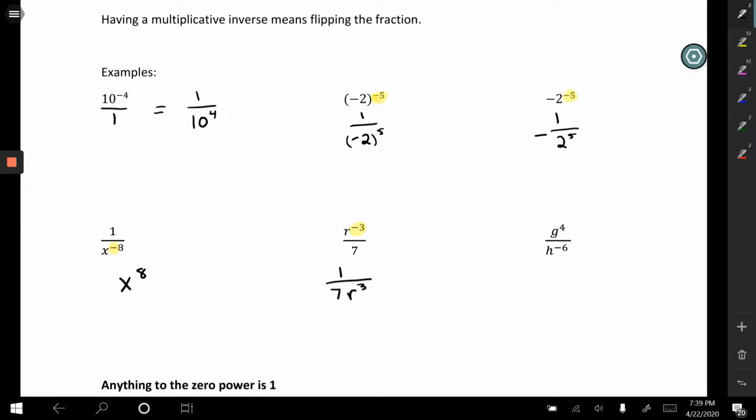And because everything moved down, I have to leave that little 1 up above. Remember, we can always think of this as being 1 times our power. So if we move the power down, that 1 is what's left behind.